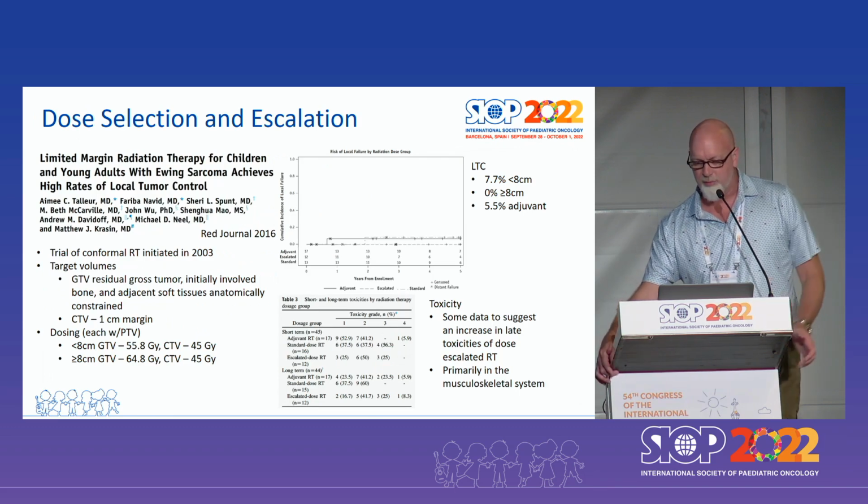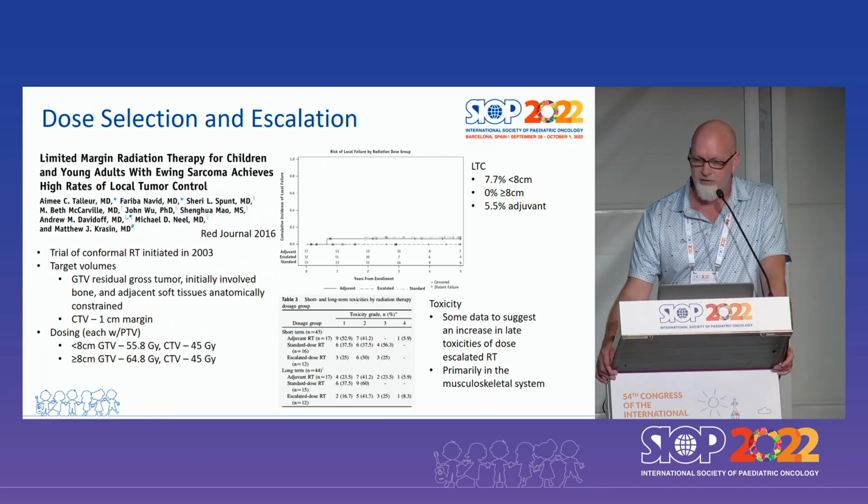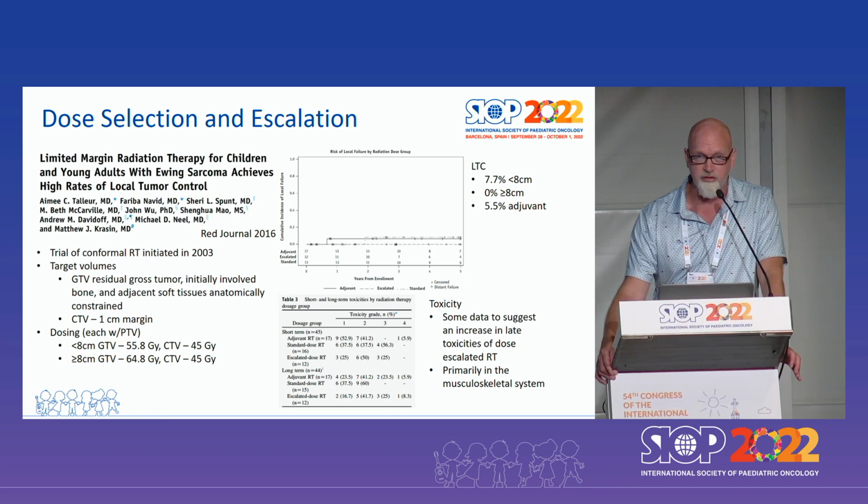We'll talk just a little bit about, and I think this will be a part of our discussion at the end, dose selection and escalation. I think based on a lot of historic data that we originally showed, there looked like there was an opportunity for dose escalation in Ewing sarcoma, and that coincided with the implementation of modern radiation technologies like IMRT in the early 2000s.